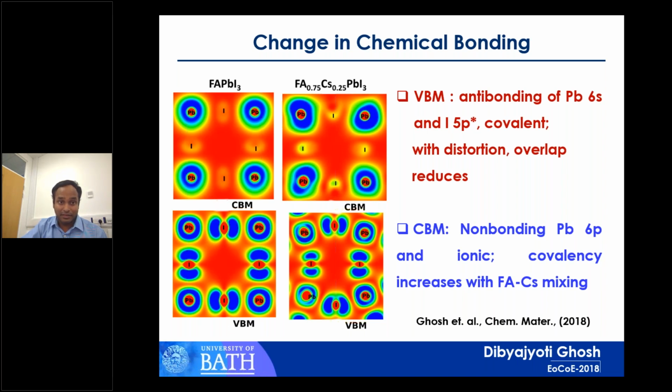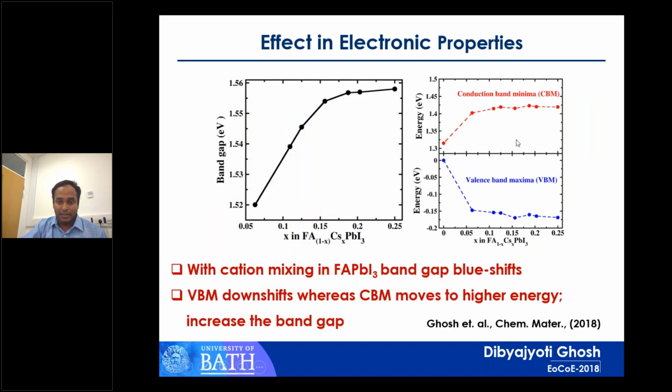Inherently it was an ionic bond. As you are increasing the covalency in this type of bond, it's destabilizing as a whole, and it's shifting to a higher energy.